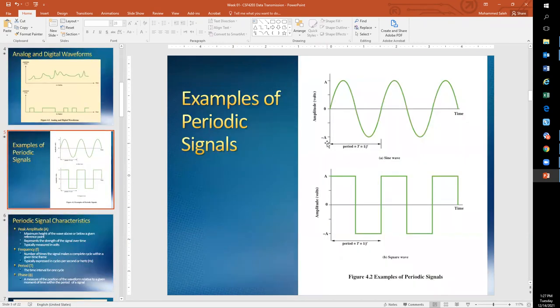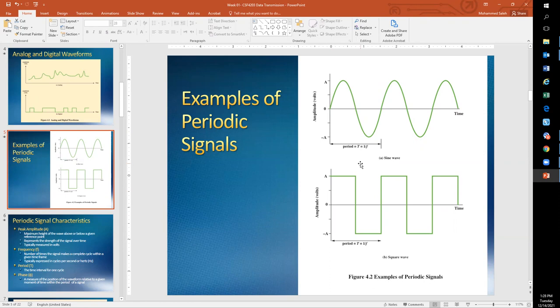These are examples of periodic signals. As you can see here, the time needed to complete one full cycle is called the period, T. The maximum value is called the amplitude. This value A is the amplitude, and this is measured in volts. The time is measured in seconds, and the frequency is equal to the number of cycles completed in 1 second.